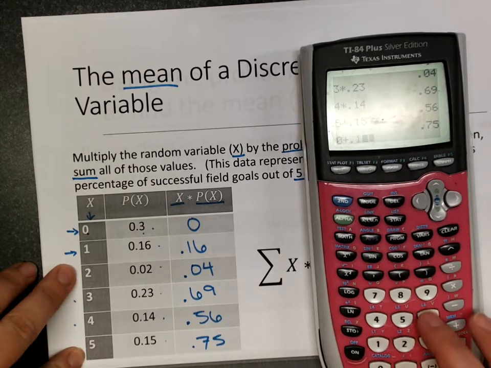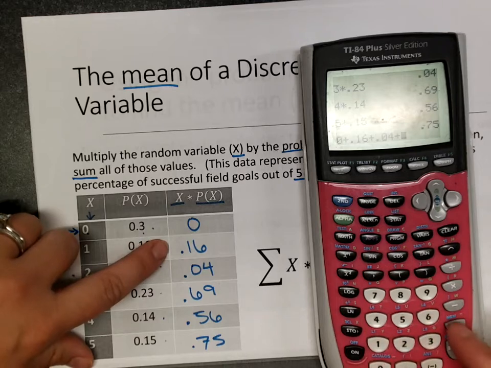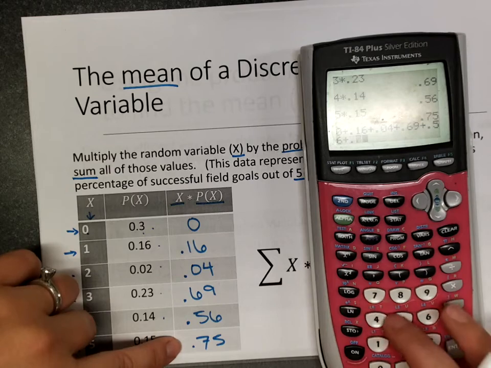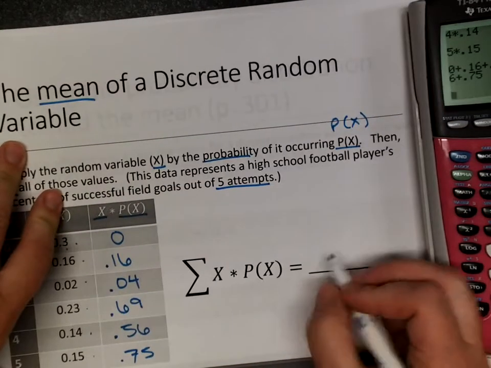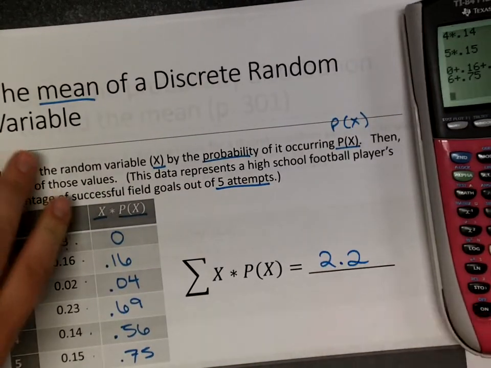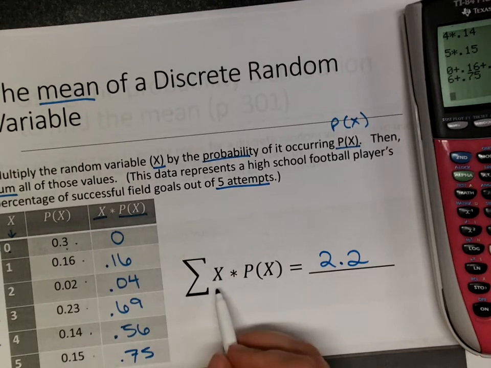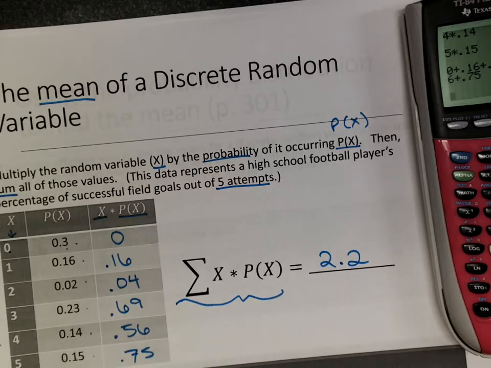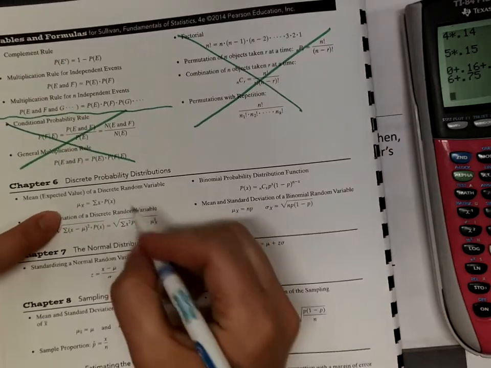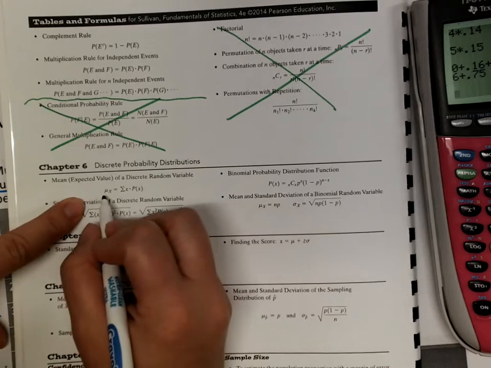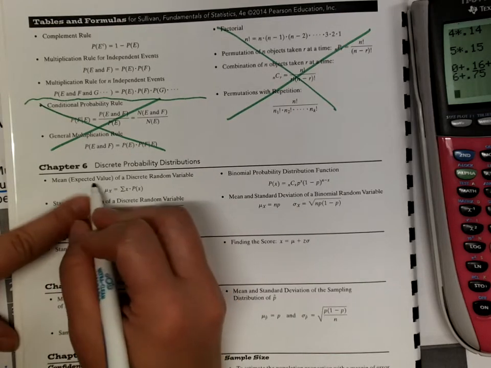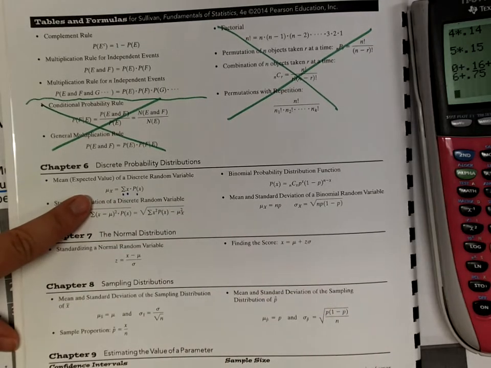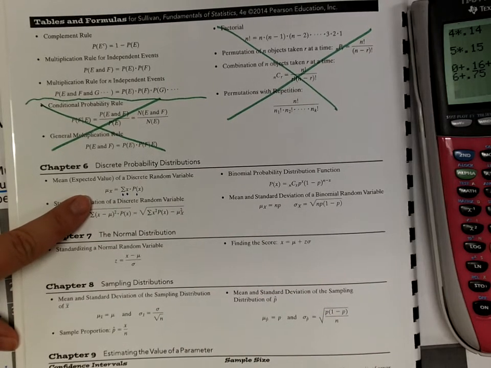0 plus 0.16 plus 0.04 plus 0.69 plus 0.56 plus 0.75. I add them all up, and I get 2.2. That is the sum of each X value times its probability. That formula is on your chart. Under Chapter 6, you'll see the mean, or what we call expected value. I'll explain that in a second. The sum of each x times its probability. So that is on your formula chart. You don't have to memorize that.